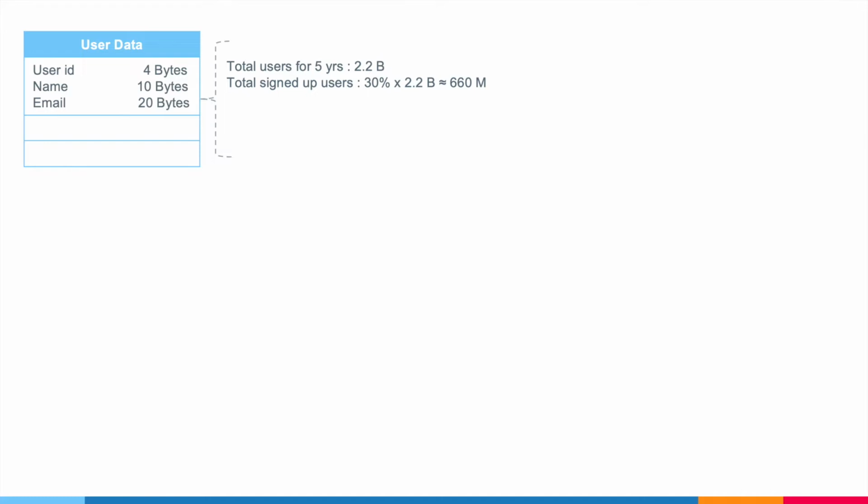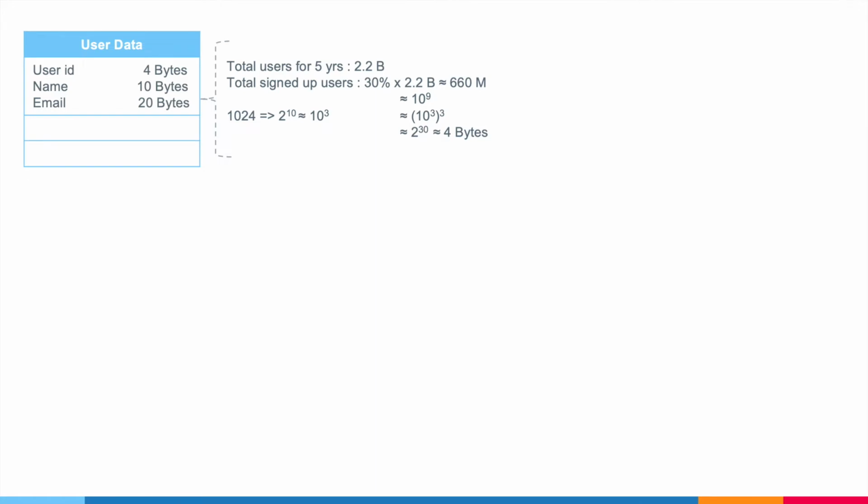1 million is 10 to the power of 6. Let's take upper bound of 660 to approximate it to 1000. This approximation will help us simplify calculations. So 1000 million would now come out to be 10 to the power of 9. If we want our value to be of the power of 2, we can approximate 1024 to 2 to the power of 10. So 2 to the power of 10 to the power of 3 will be 2 to the power of 30. This is just a little less than 4 bytes. This means that we can assign all the 660 million users an ID of at most 4 bytes.